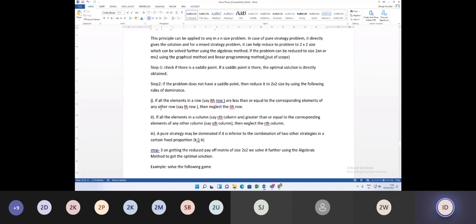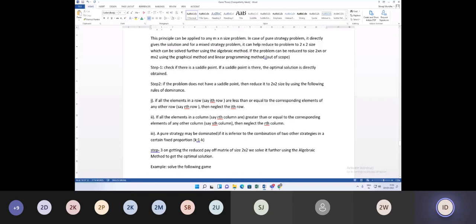The first rule of dominance, there are 3 rules of dominance. First rule: if all the elements in a row, say ith row, are less than or equal to the corresponding elements of any other row, say jth row, then neglect the ith row. If all the elements in a column, say rth column, are greater than or equal to the corresponding elements of any other column, say sth column, then neglect the rth column.